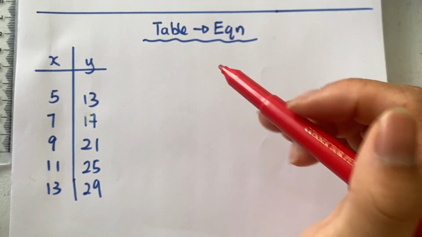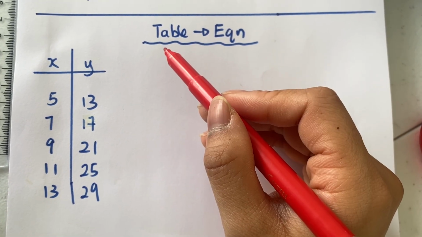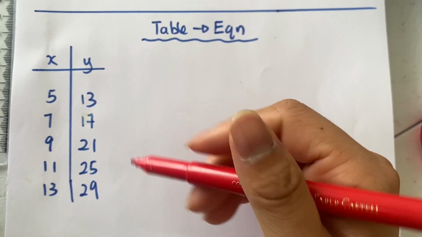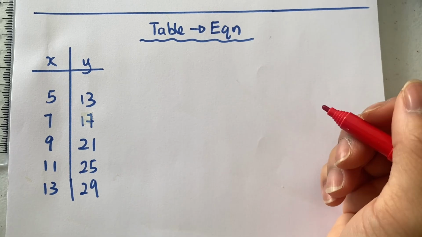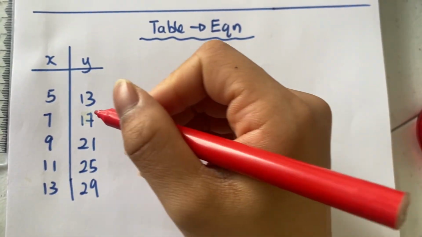Alright, we're trying to figure out what's the equation from the table of values. So we're trying to do it manually this time. You can use the graphic calculator as well, but it's also good to know the methods of it. So first of all, we want to figure out what's the difference of each step.